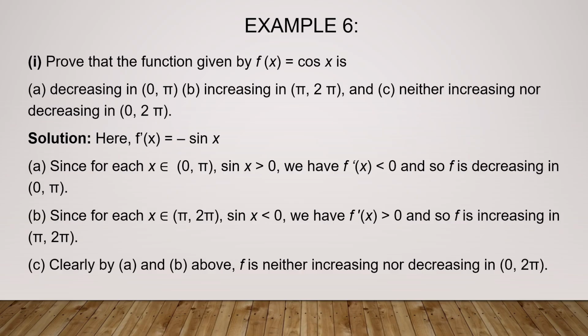F dash is less than 0, so minus of sin x. So minus minus plus. So f dash of x is greater than 0. So f is increasing in pi to 2 pi. Now if you combine both of them, obviously in some part it is decreasing, some part it is increasing. So you can say that f is neither increasing nor decreasing in whole of 0 to 2 pi.